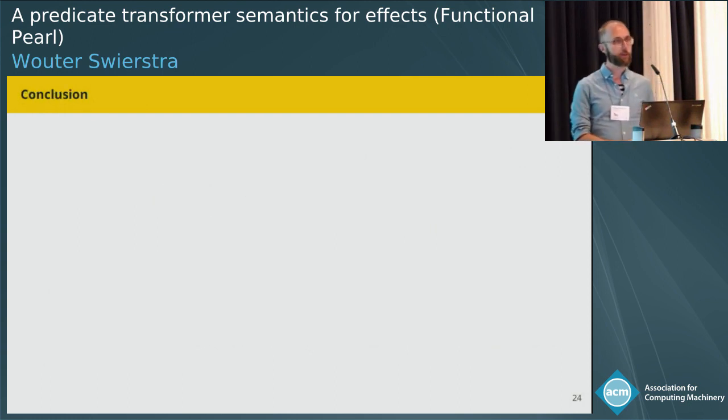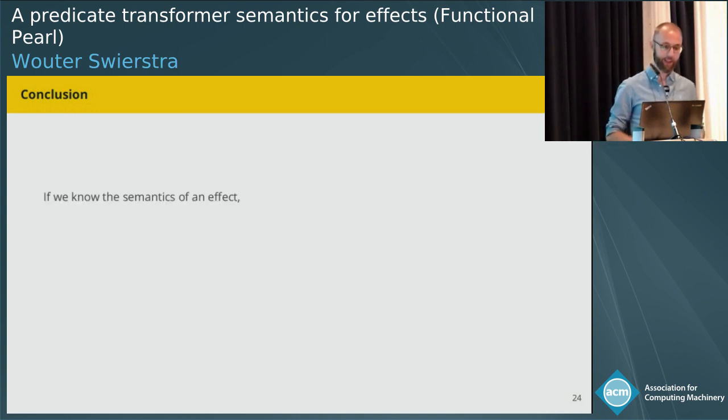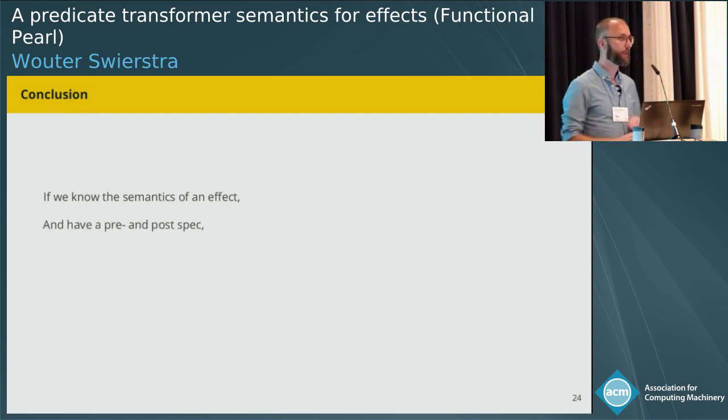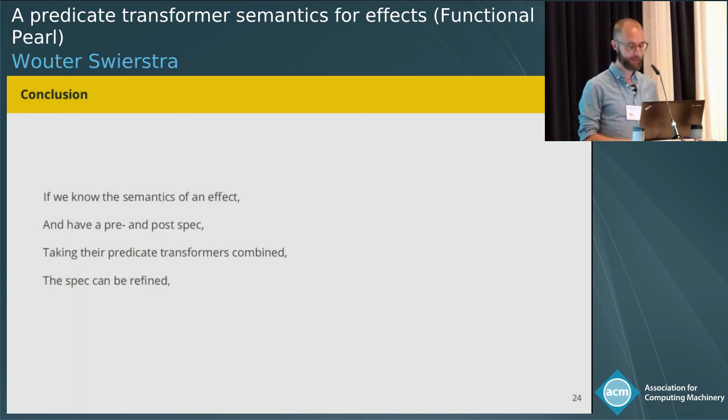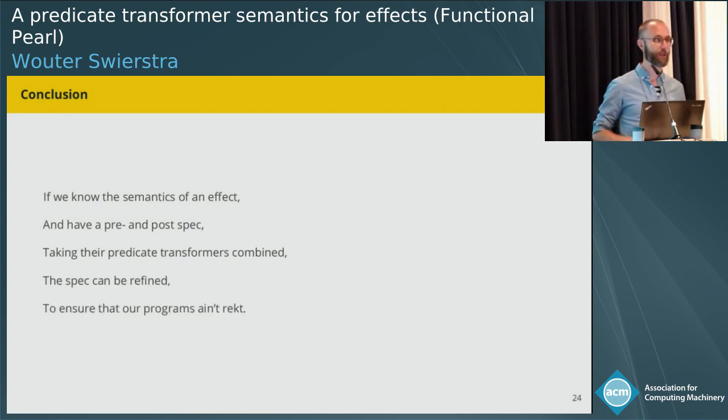Okay, so I need to wrap up. I hope I've convinced you that something possibly of great elegance is going on here. If you know the semantics of an effect and you have a pre and post spec, taking their predicate transformers combined, the spec can be refined to ensure that our programs ain't wrecked.